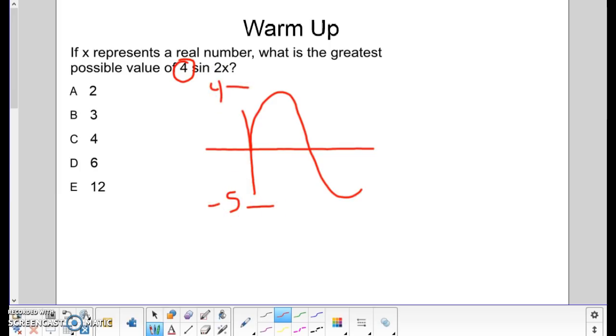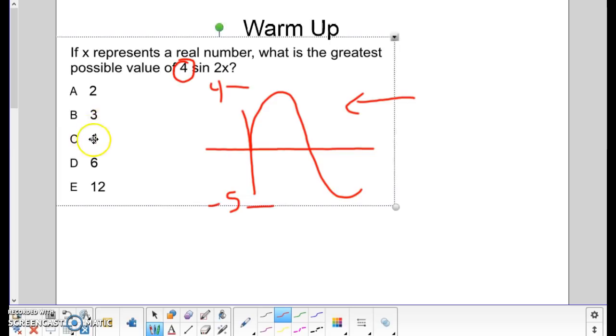The 2x basically just says that it is being shrunk in the horizontal direction. So that doesn't really affect the greatest possible value. A normal sine wave has a value of 1, so since this has an amplitude of 4, the greatest possible value would be 4. So the answer would be C.